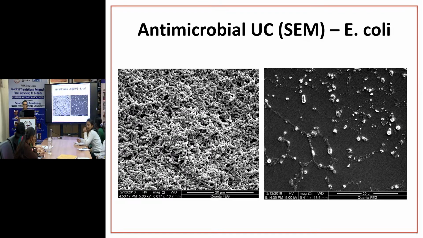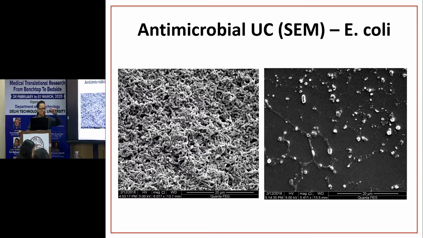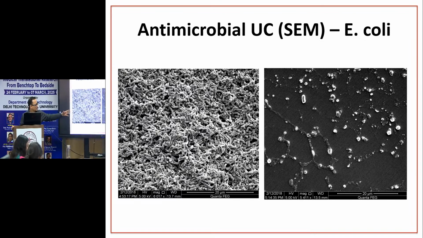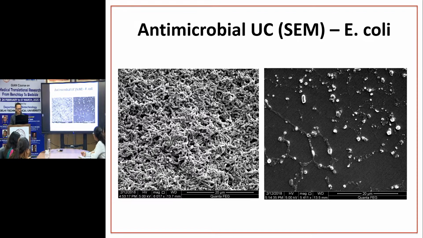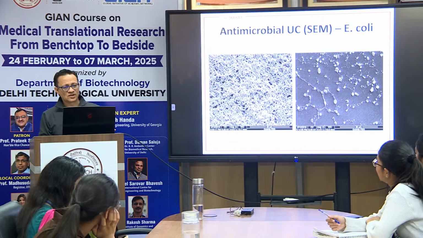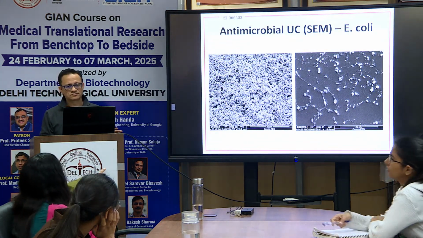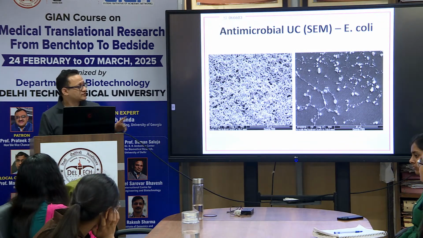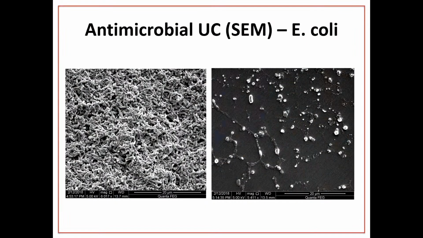We also looked under SEM, and you can see all this is E. coli. They are rod shaped, and our slippery surface was almost totally clean. If it was not a slippery surface, what would have happened? If it was just a NO releasing surface... the second image is NO plus slippery. If it was just NO.